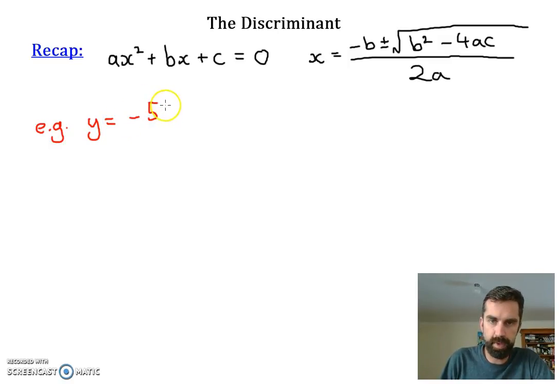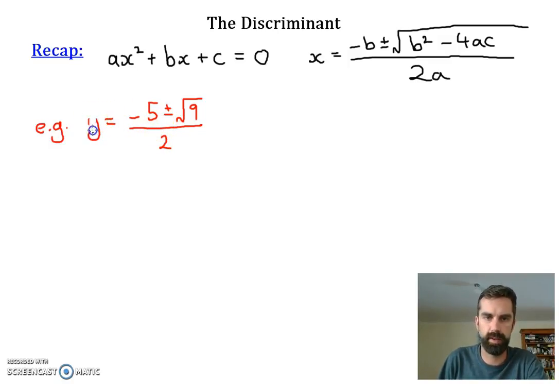But last video we did an example and we said negative 5 plus or minus the square root of 9 over 2. Oh, and I apologize, that's not y, obviously, that should be x. So we were solving an equation using the quadratic formula, and we said x equals negative 5 plus or minus square root of 9 over 2. And based on that, we eventually got to two different solutions.